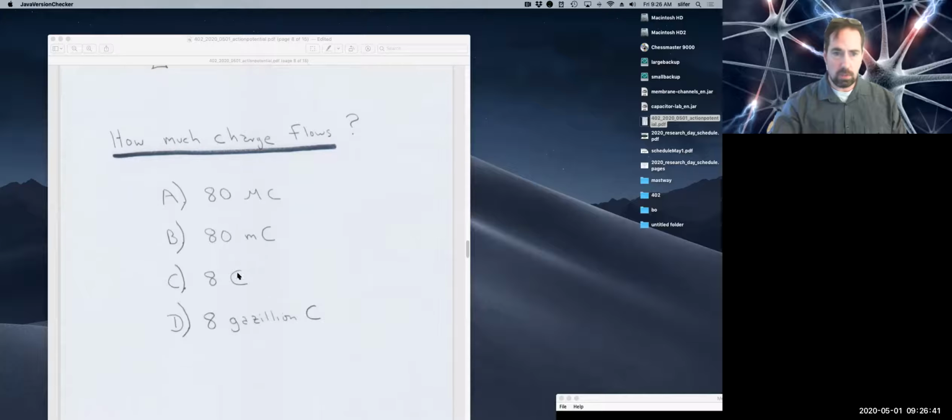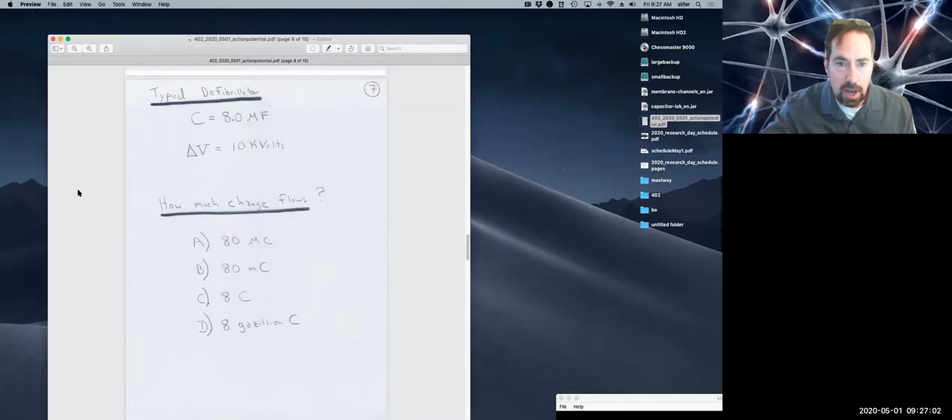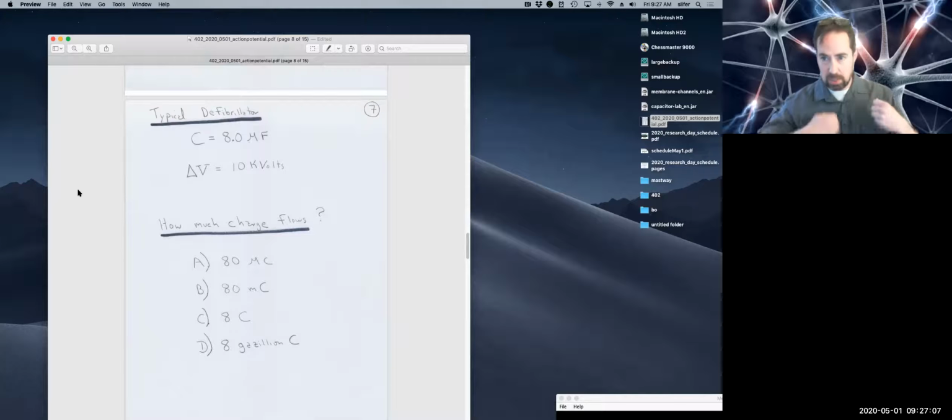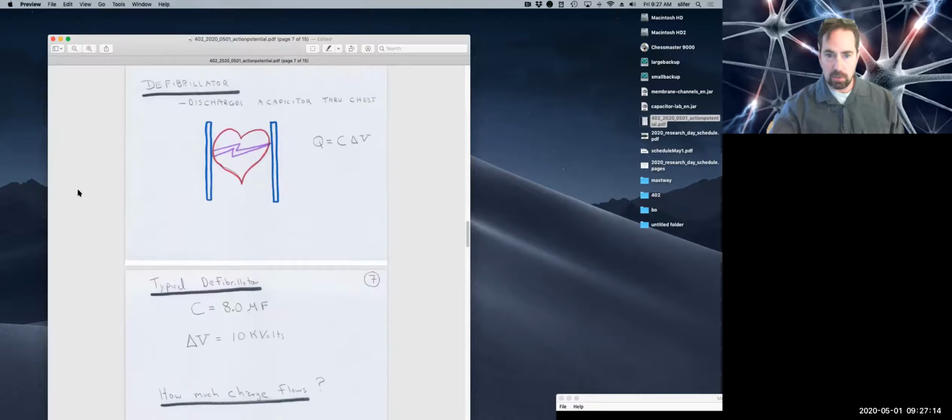So I'm asking you a question in the poll. It'll take me a second to get this going. You can start calculating while I set this up. Okay, so I'm going to launch this poll. We have 4 possible answers. How much charge is going to flow? I have this defibrillator pad, and I'm putting it through someone's chest. How much charge is going to flow in this process?